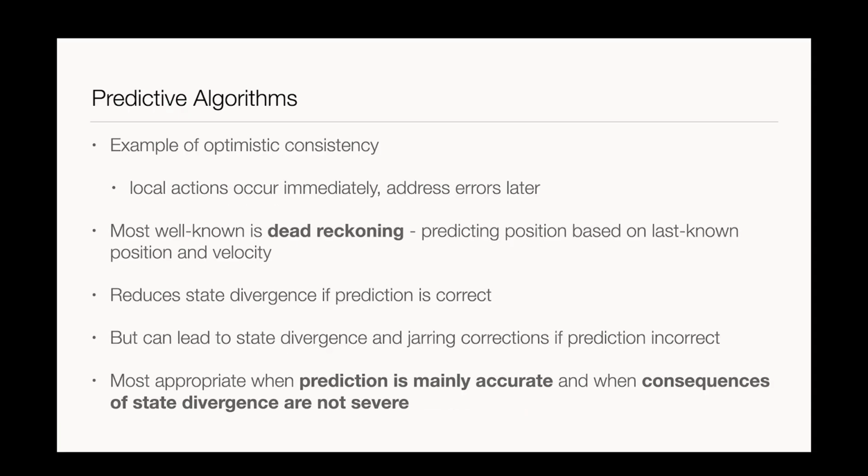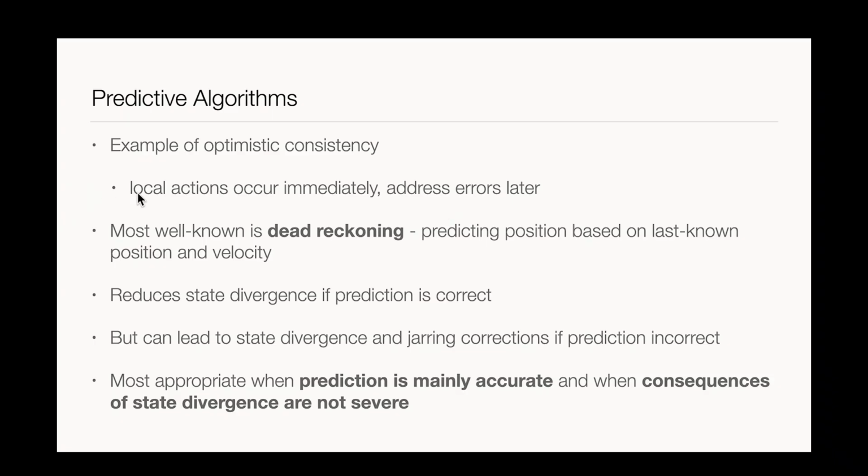Why is this animated? Okay, so prediction. We saw an example of this already, right? Dead reckoning is a prediction algorithm. I don't know the true position of the other players in the world, but I can guess at them. This is an example of what's called optimistic consistency. It's optimistic, so when a player moves on their computer, they move immediately. You're going to address any issues later on.